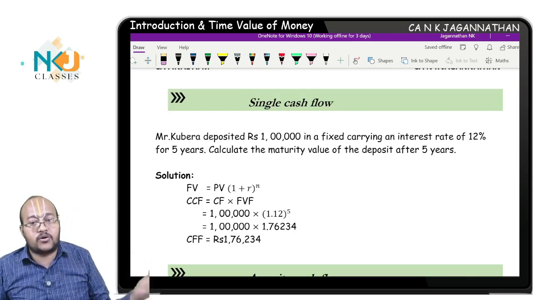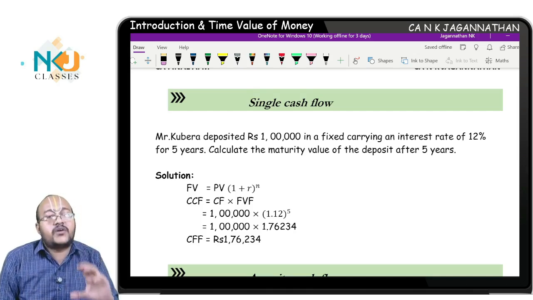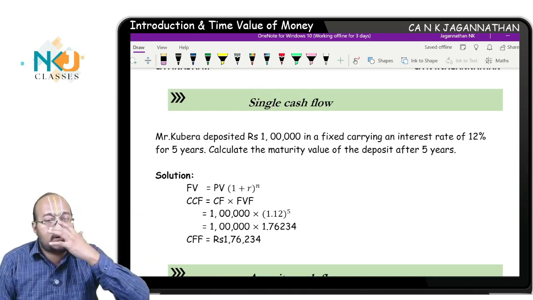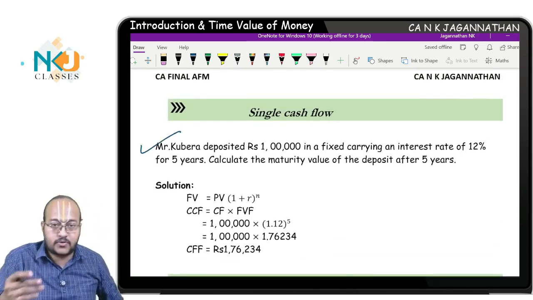Now we will discuss that. We already discussed discounting. Now we are going to discuss how to add the interest and take the present value to the future value. Are you all listening? This is called compounding. Now very simple. First, single cash flow, how compounding happens. First we will start with single cash flow.